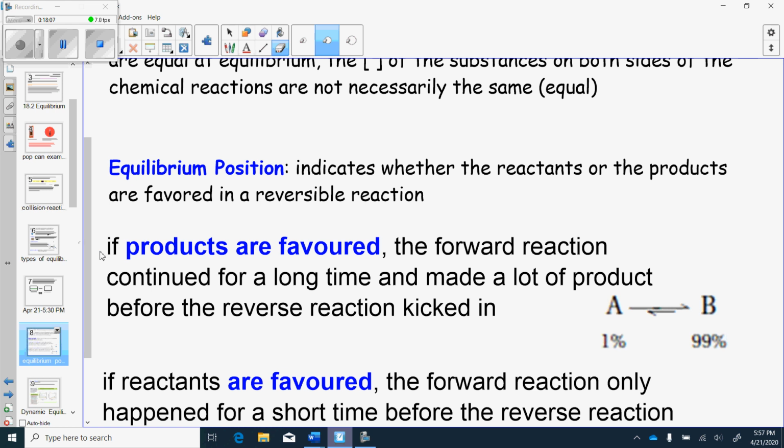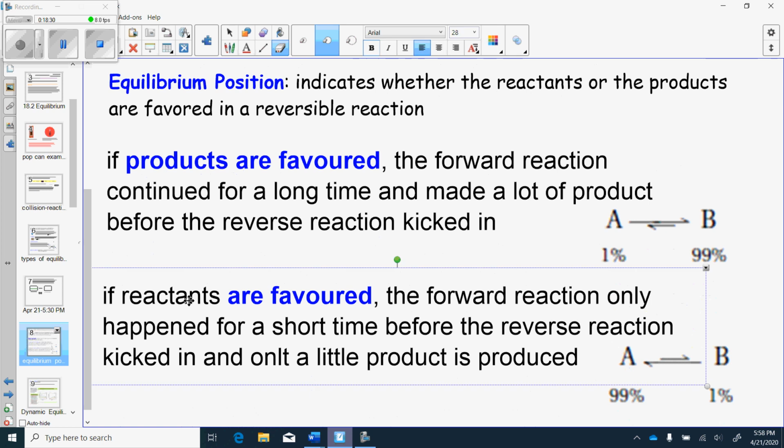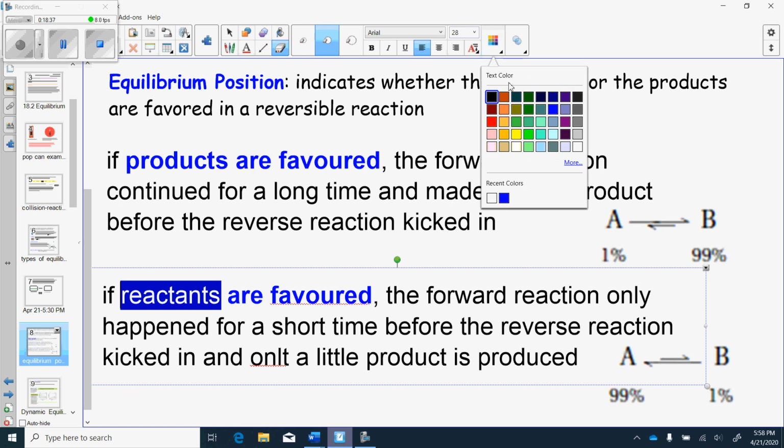If the products are favored, what we mean is that the forward reaction was allowed to continue for a very, very long time before we had enough successful collisions with our products so that the reverse reaction could kick in. So therefore we made a lot of products before the reverse reaction kicked in. The opposite is, what if the reactants are favored?